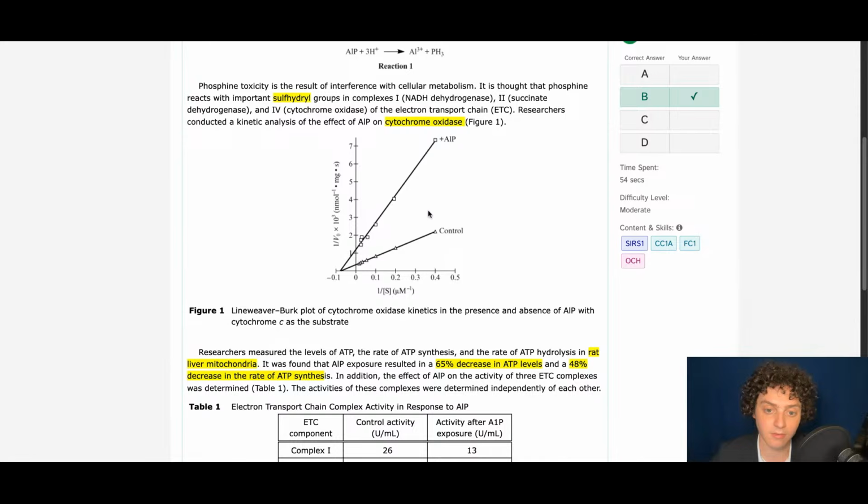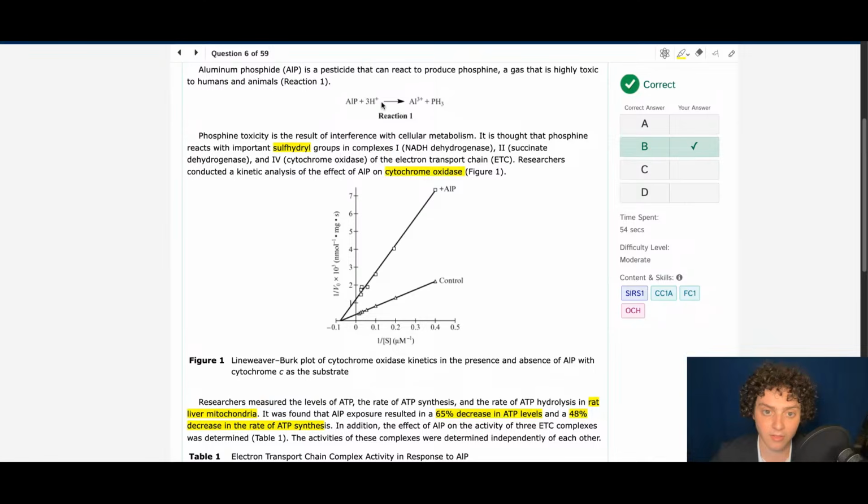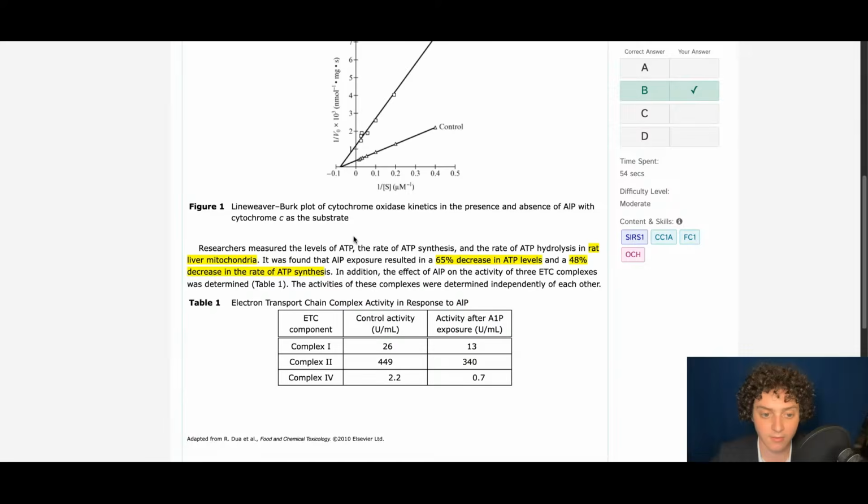So these lines are representing the speed of the enzyme catalyzed reaction without A1P or with A1P. Here we can see without it, it looks like this, and with it, it looks like this.